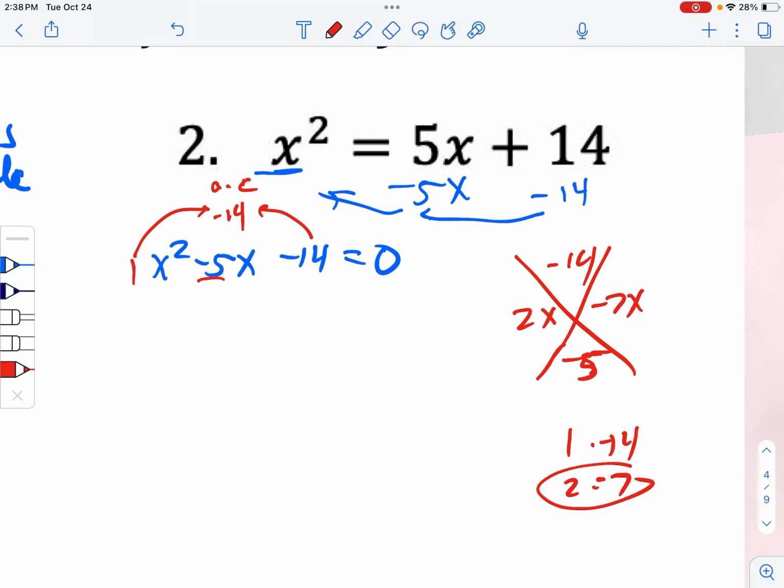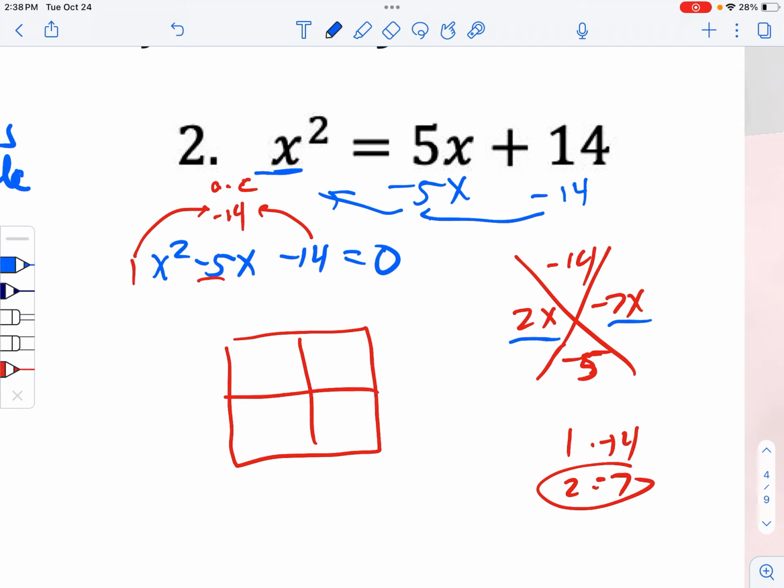We could do grouping. If you like grouping, you can do grouping now. I'm just going to do the box method because it seems most of you like the box method. First, I'm going to take my first term, which is x squared, and my last term, which is negative 14 from the original one, and then just plug 2x in and negative 7x here. These 2, it doesn't matter where you put them, just kitty corner from each other.